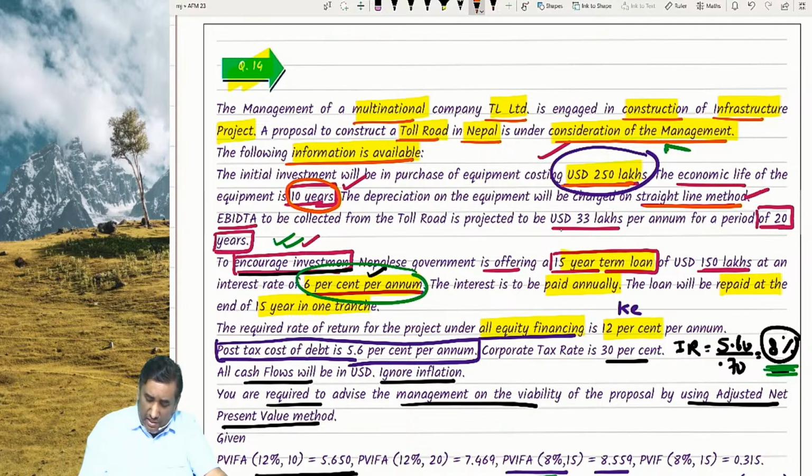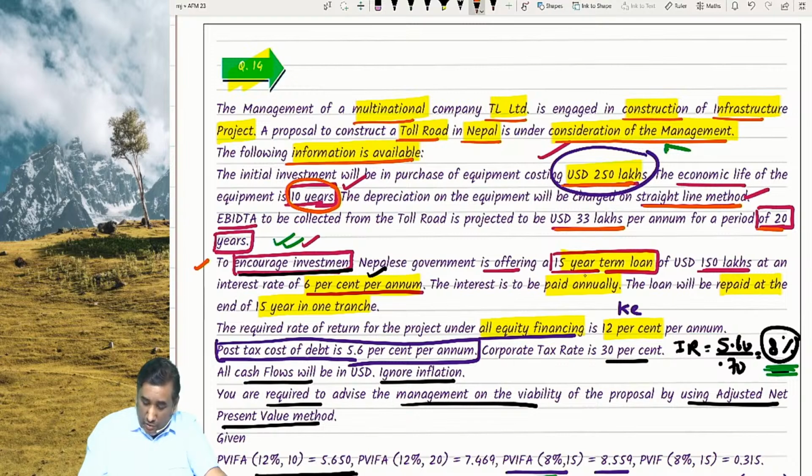EBITDA is 33 lakhs for a period of how many years? 20 years. Now there are two ways. You can do it two ways: 10-year EBITDA and 10-year depreciation, calculate your CFAT, or 20-year EBITDA, segregate, depreciation will say what? Tax, segregate. You got the point, the objective?